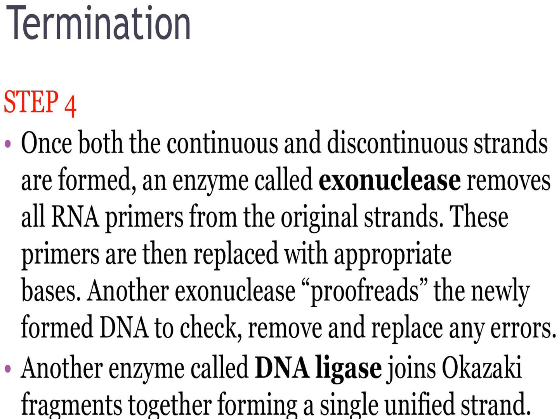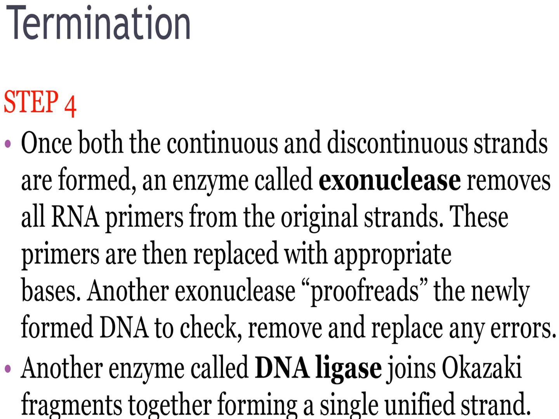So the last step is termination. Once both the continuous and discontinuous strands are formed, an enzyme called exonuclease will remove the RNA primers. The final copies of DNA must have DNA, not RNA, so the RNA primers must be removed by the exonuclease enzyme. Automatically, the RNA bases are replaced with the appropriate DNA bases.